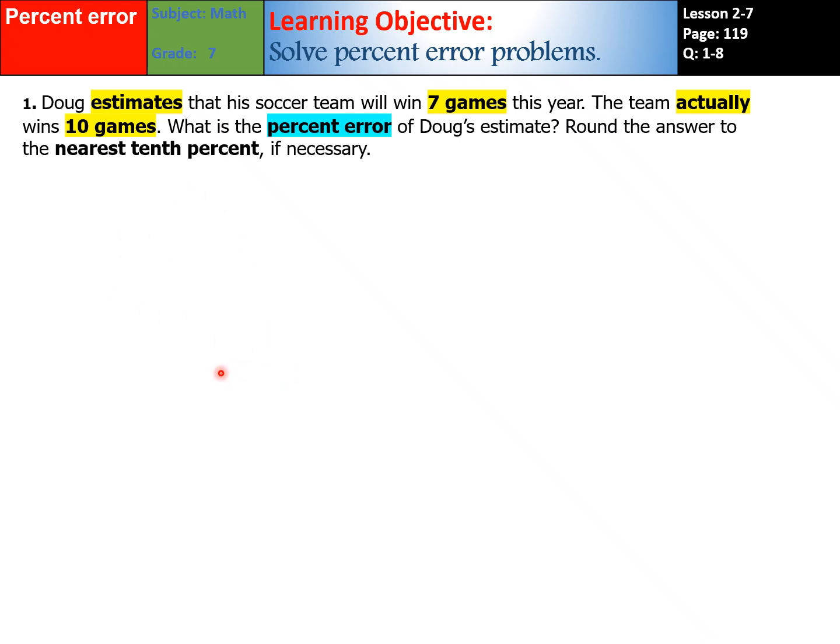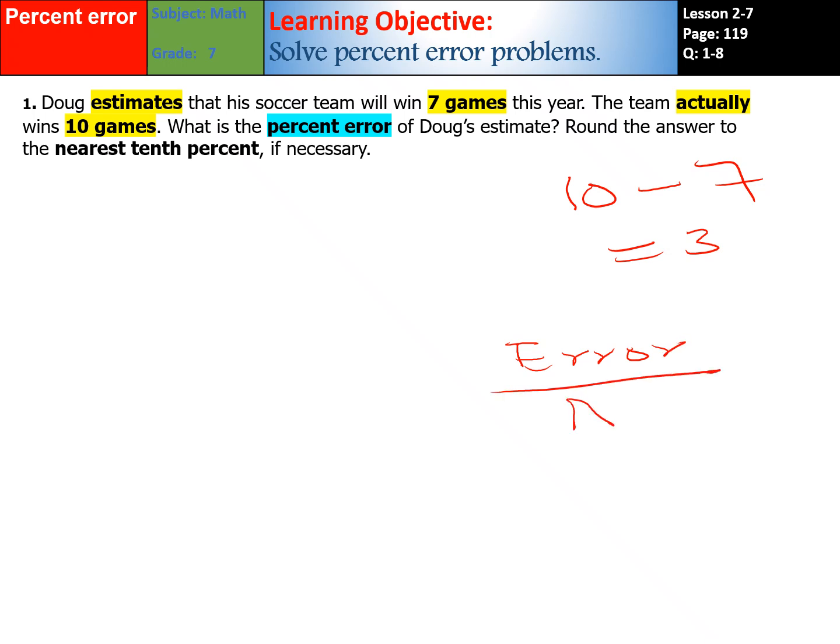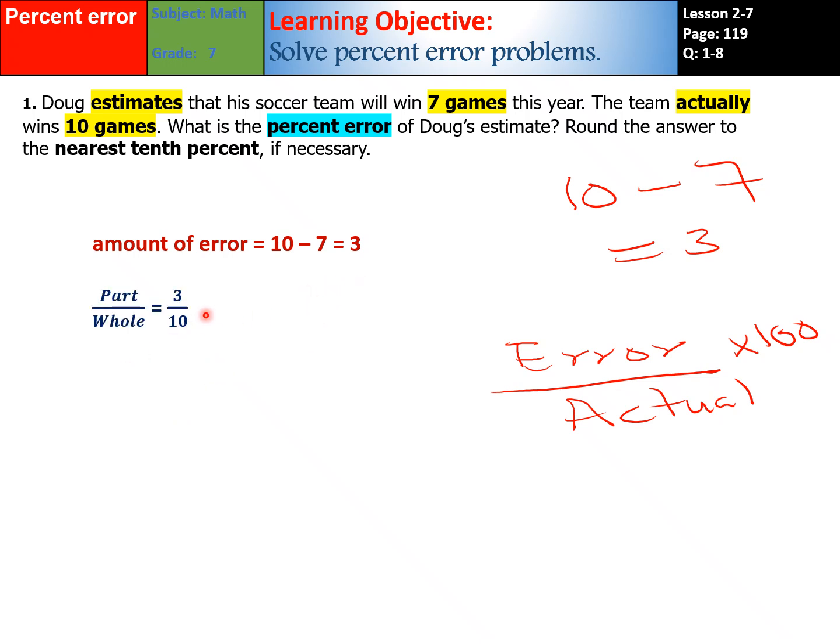Now how do we calculate the percent error? First of all, we will find the error by subtracting the estimation and actual. So that is 10 minus 7, that is 3. Now we will write the error on the top and the actual amount down. Then we will multiply it by 100. So what do we have now? Our amount of error is 3, 3 over 10.